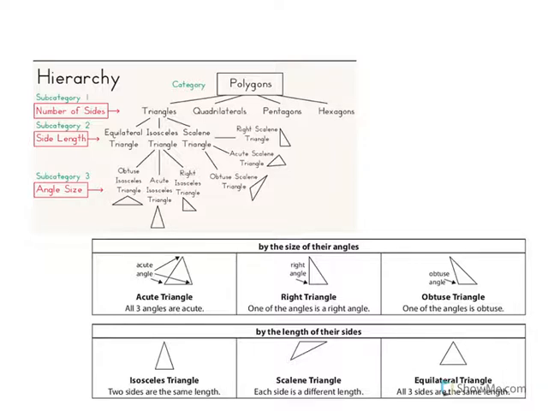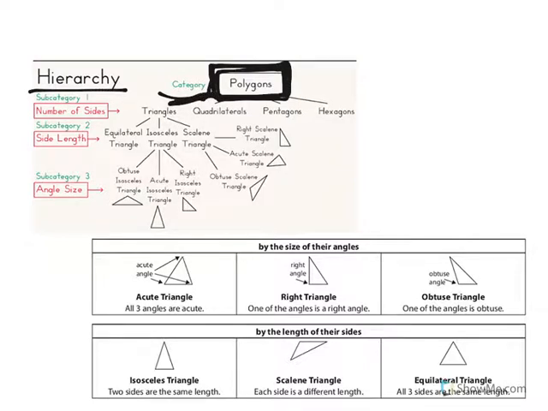The first word we see is this word hierarchy. We remember that a hierarchy is a classification system or a way of ordering things. We start with a category. Our category in this case is polygons, which are closed shapes with at least 3 sides. So let's start off by classifying our triangles by looking at their hierarchy.